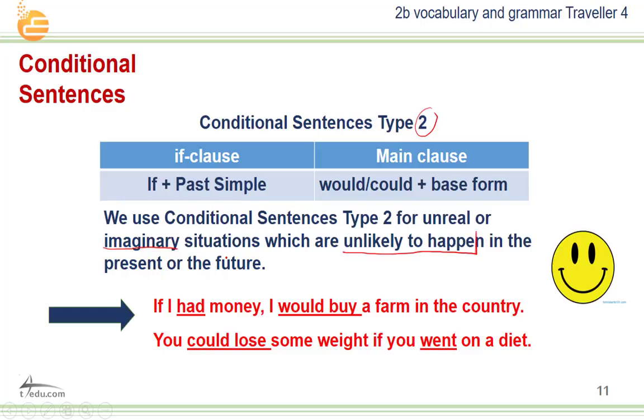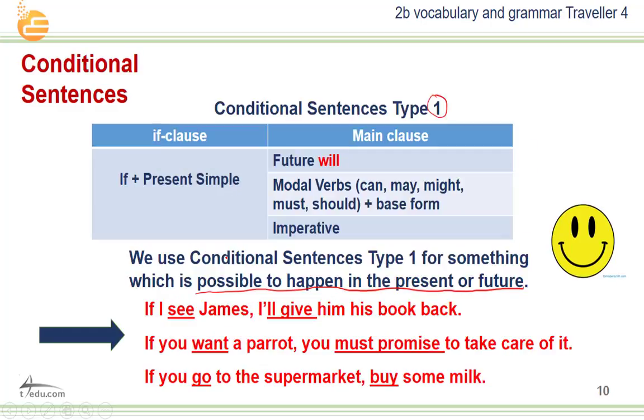So, what are the differences of forms between conditional sentences type 1 and type 2? Type 1, we have if plus present simple, and we have 3 forms. If present simple, future will. If present simple, modal verbs like can, may, might, must, should, plus base form of the verb.